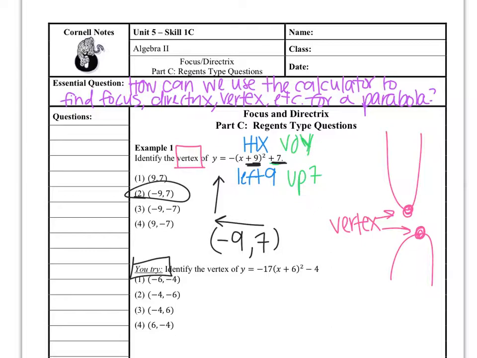So you get to ignore that 17, but this +6 means that we are actually moving left 6, and this -4 means we are moving down 4. So left 6 is negative, down 4 is negative, therefore we're at the point -6, -4, choice 1.